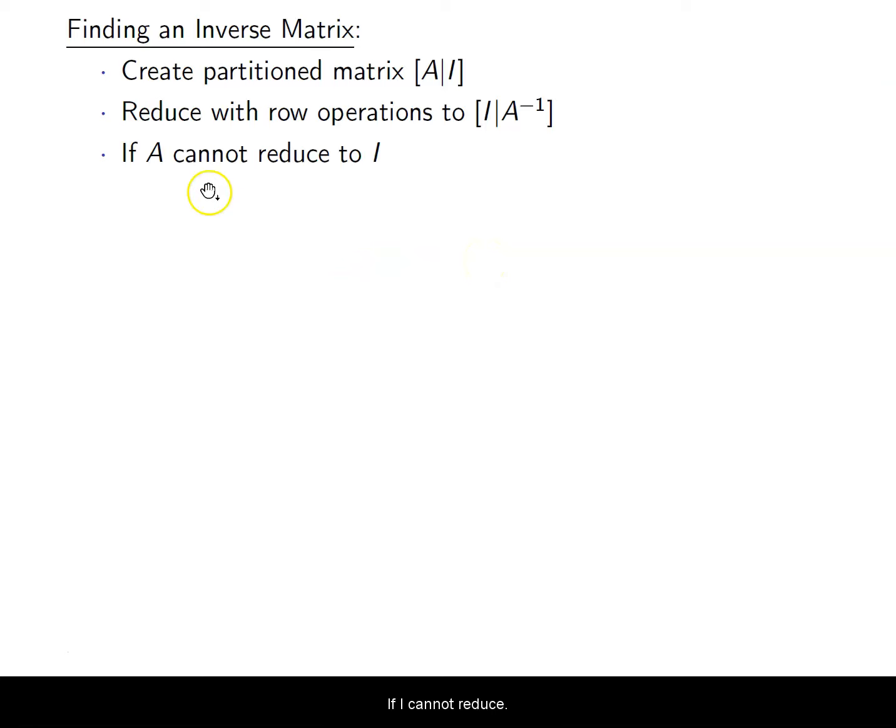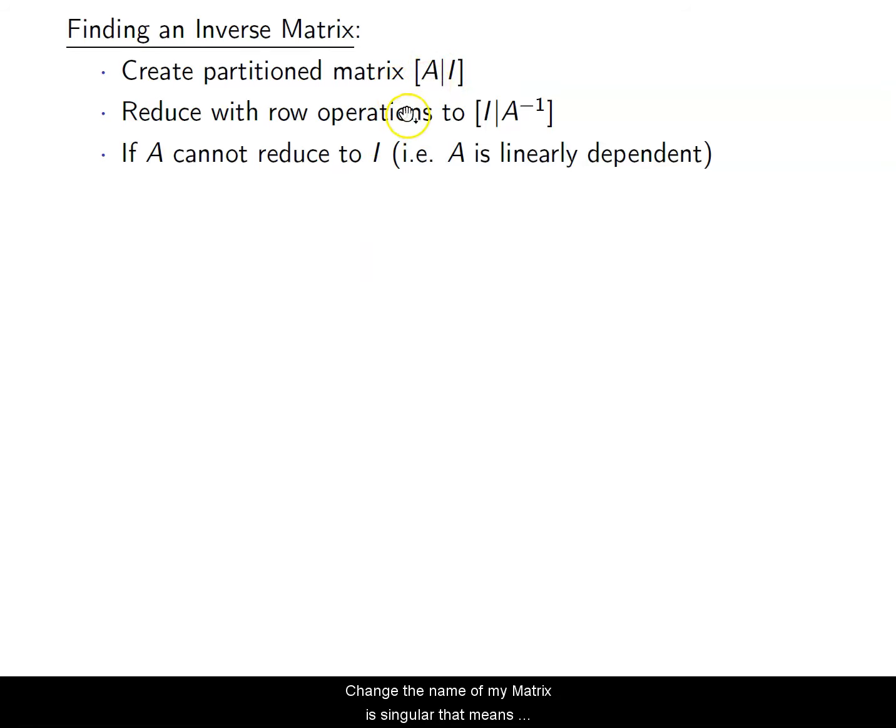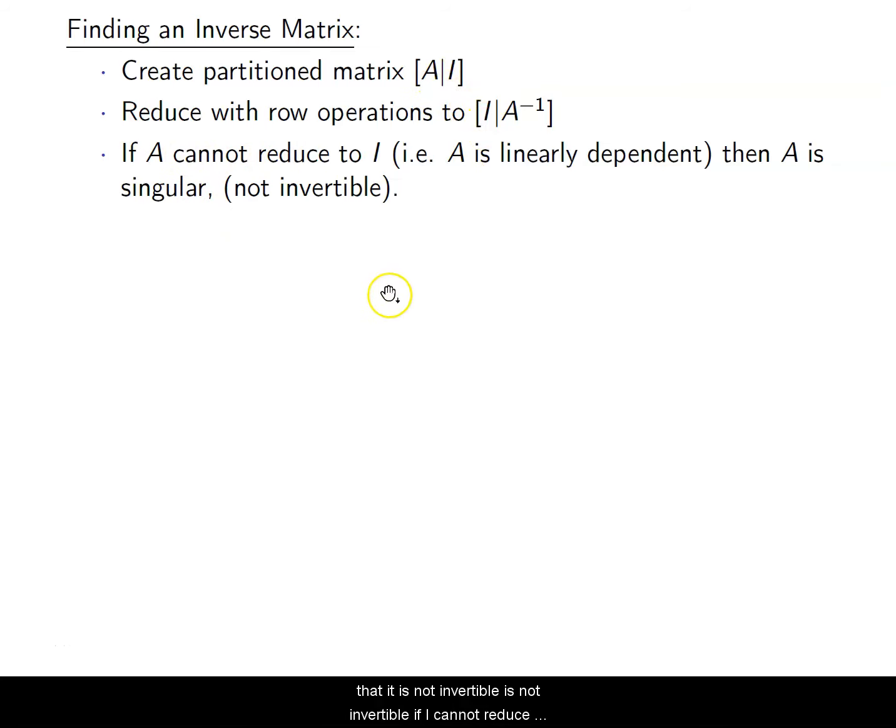If I cannot reduce to I, so I have a dependent system, free variables, a false equality, any of those kind of weird things that pop up, then that means that my matrix is singular. Okay, so remember what singular means? So my matrix is singular. That means that it is not invertible. It is not invertible if I cannot reduce my A down to I.